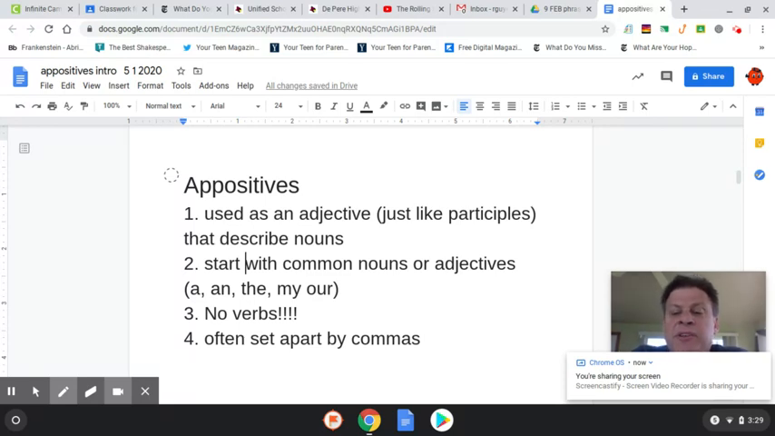Appositive phrases are probably something that you've heard before, but if I asked you what it was, you probably would not be able to tell me. But it's something that you probably had at prior levels. They are descriptive phrases that make your writing better.